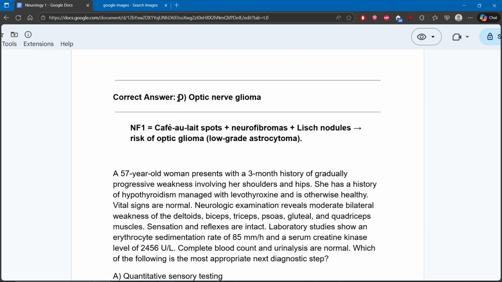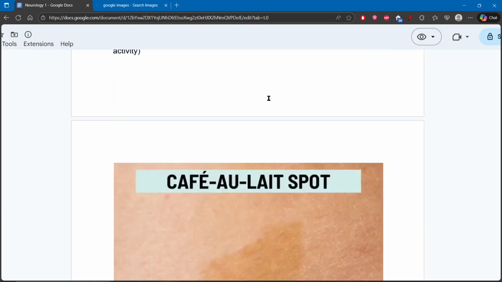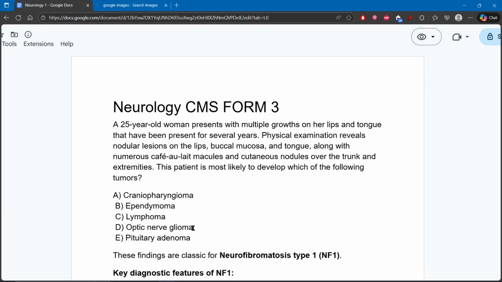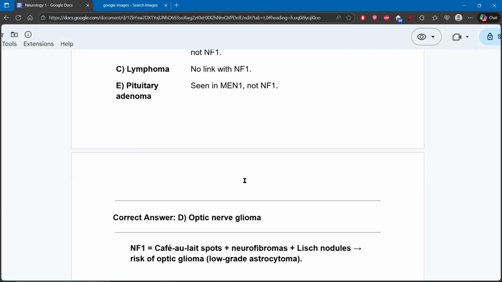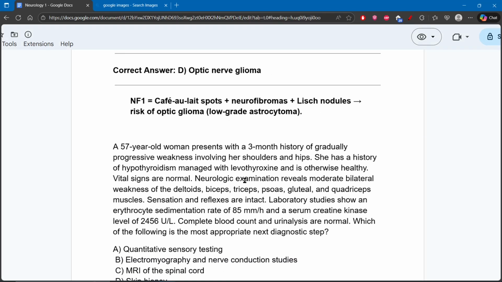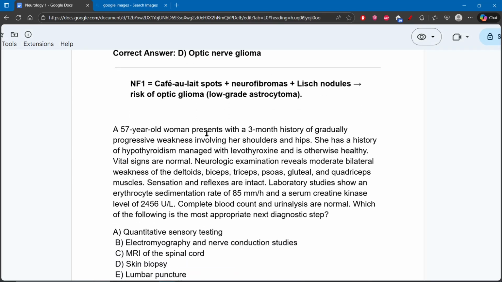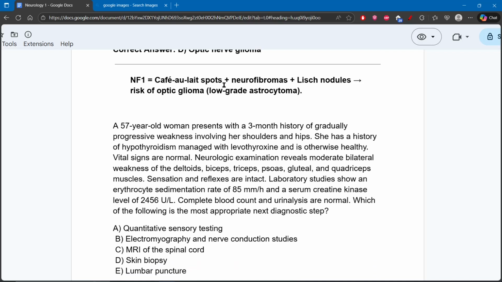So the correct answer is the optic nerve glioma, which was option D. And the key takeaway is that cafe au lait spots, neurofibromas, and Lisch nodules increase the risk of optic glioma and low-grade astrocytoma.